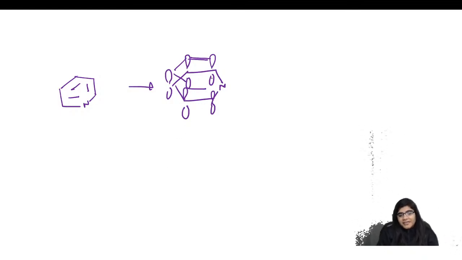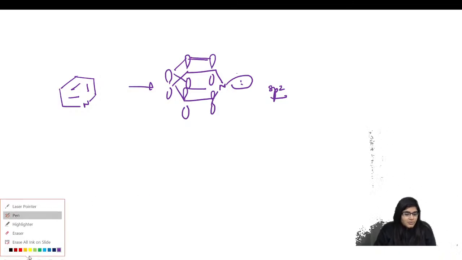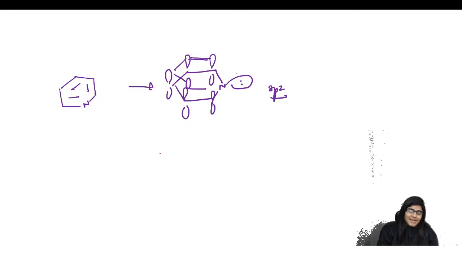So definitely if this lone pair would be involved in resonance, then it should be in a p orbital, but this lone pair is actually present in an sp2 hybridized orbital, which is in the plane of the molecule. Now you would think, how do I know that this is not involved in resonance? See, by steric number we can calculate that.